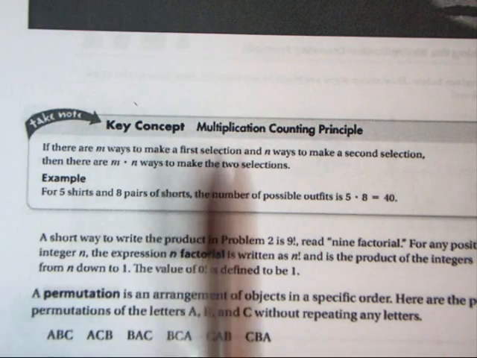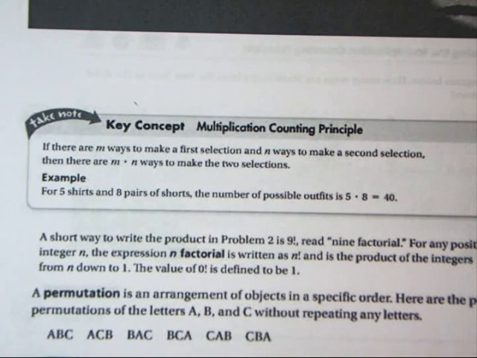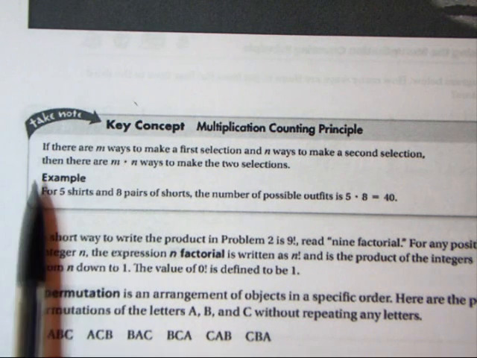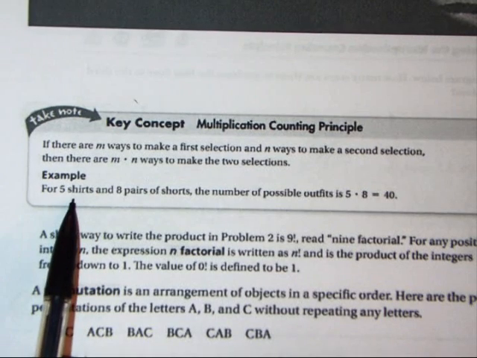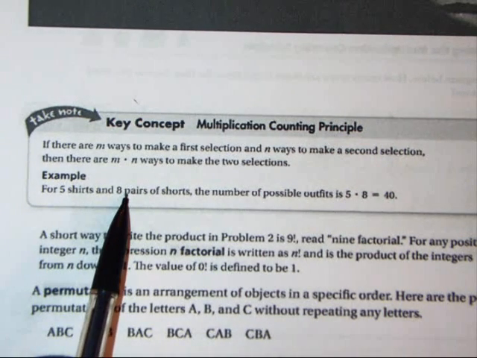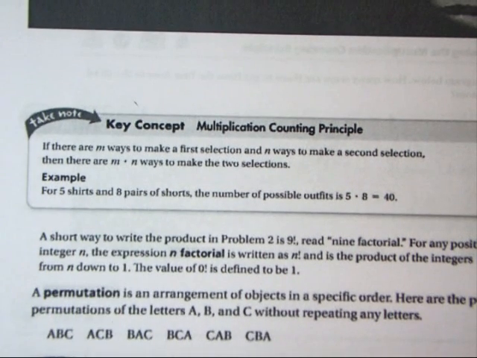Key concept, the multiplication counting principle, also known as the fundamental counting principle. If there are m ways to make a first selection and there are n ways to make a second selection, there are m times n ways to make the two together. For example, 5 shirts, 8 pairs of shorts. How many do you have total? 5 times 8 is 40.